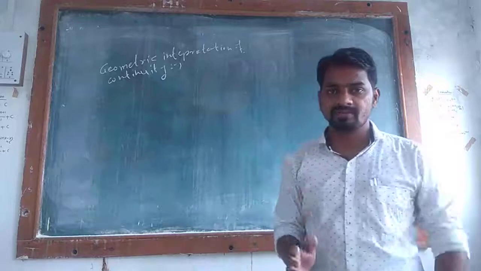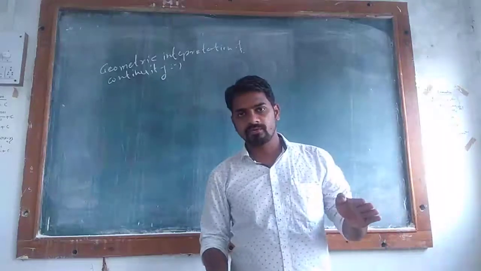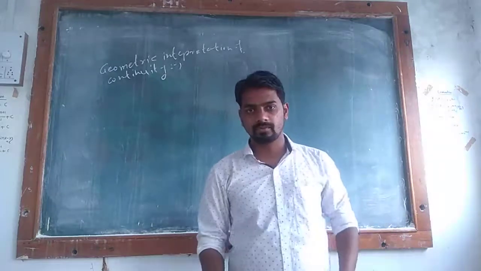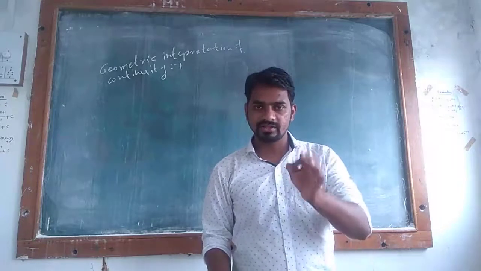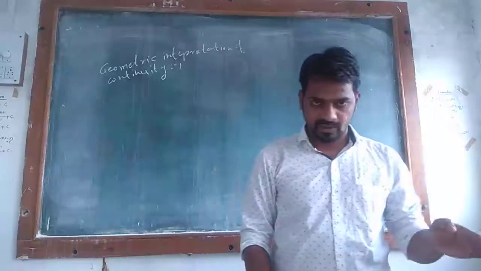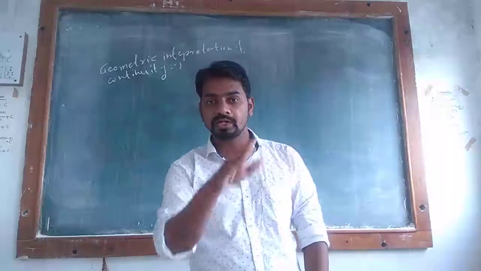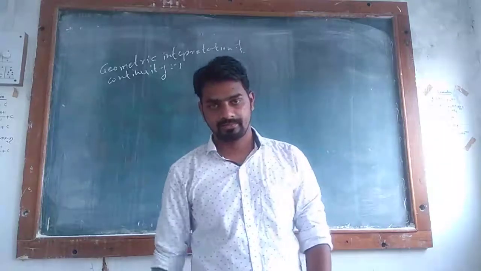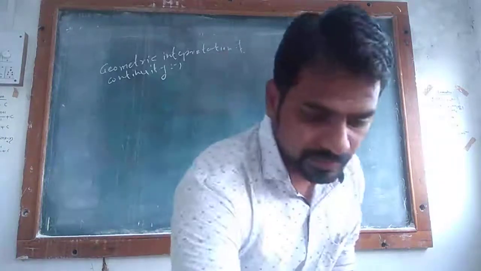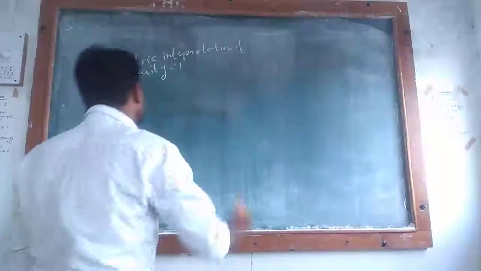Geometrical interpretation means the function in geometric form. A function is said to be continuous if its graph is continuous, or it has no hole or break. Now we discuss the continuous function of three variables.